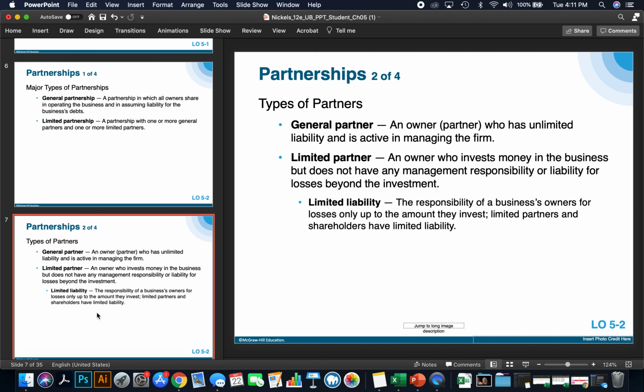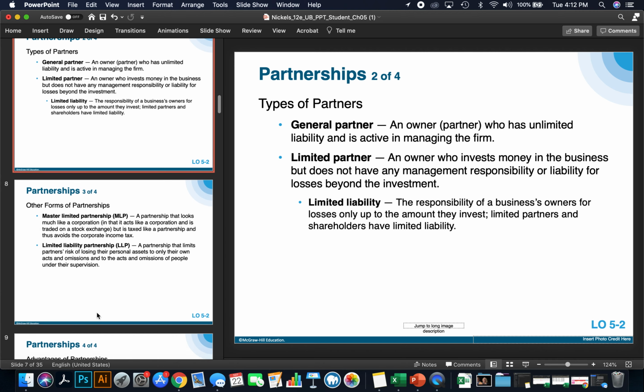Again, general partners: you have an owner who has unlimited liability and is active in managing the firm. A limited partner is an owner who invests money in the business but does not have any management responsibility or liability for the losses beyond an investment. Now, limited liability is the responsibility of the business's owners for losses only up to the amount they invest. Limited partners and shareholders also have limited liability.